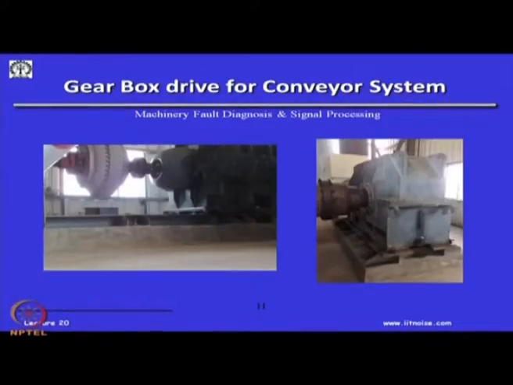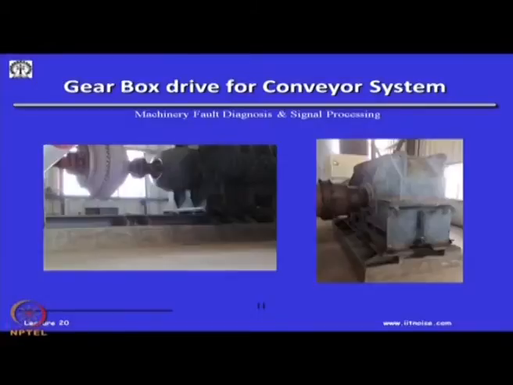This is the typical arrangement, where this is the coupling and this is the gearbox. Actually this gearbox was used to convey raw materials on a conveyor system. Here is the motor and here is the gearbox. In the gearbox you see a bevel gear arrangement with a 90-degree change in the power transmission direction, and this is driving a conveyor system.